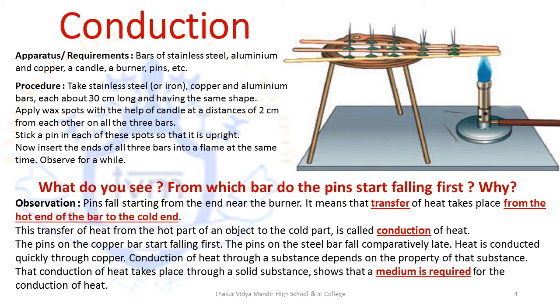Now there are two things that we will understand from this. First, transfer of heat from the hot part of the object to the cold part is called as conduction. Secondly, the medium is required. There is a medium that is required for conduction because it's a direct contact, so you need there to be something that will transfer the heat. There has to be a medium, something in between.